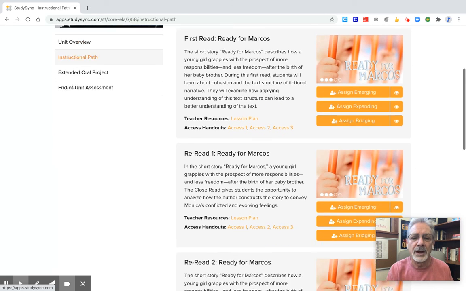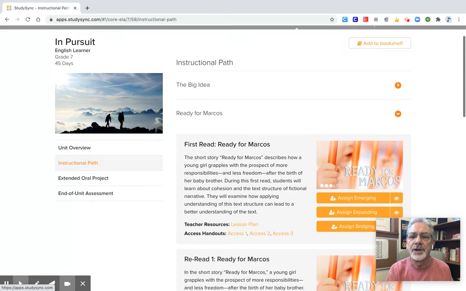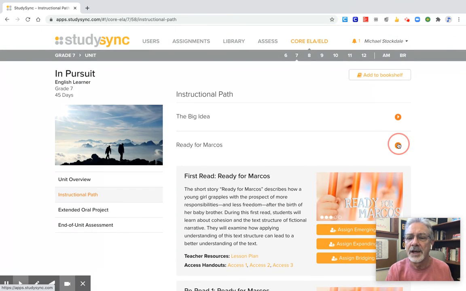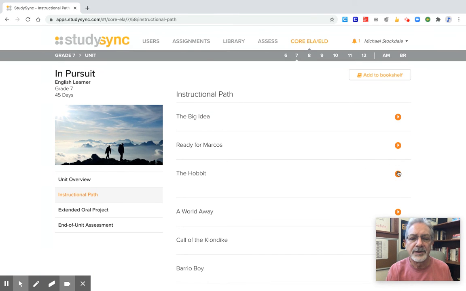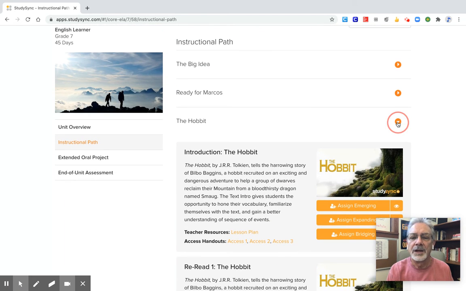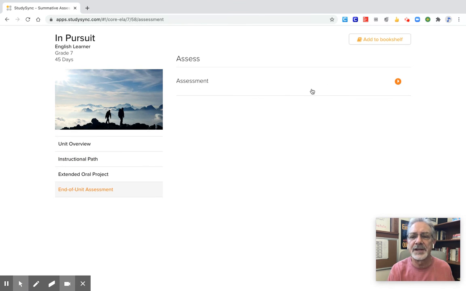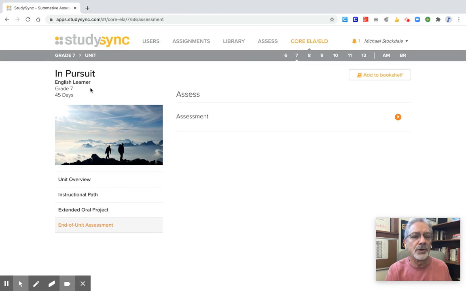As you can see here, we have 5 different assignments for this particular story called Ready for Marcos. And The Hobbit has a bunch, and each one of these does. We'll start with the big idea so we understand, and we also will get to the end of the unit assessment to find out if we are on target with things. And so we have an end of unit assessment. It's actually a test. So I'll be giving that to you when we finish unit 1, which is called In Pursuit. That's how that works.